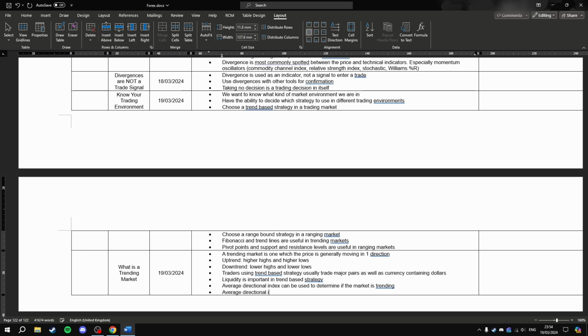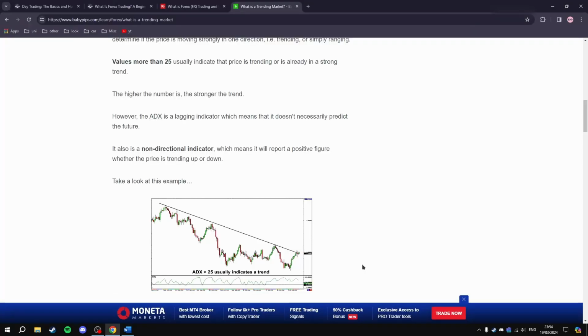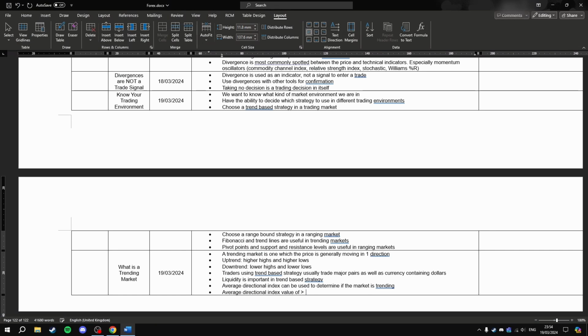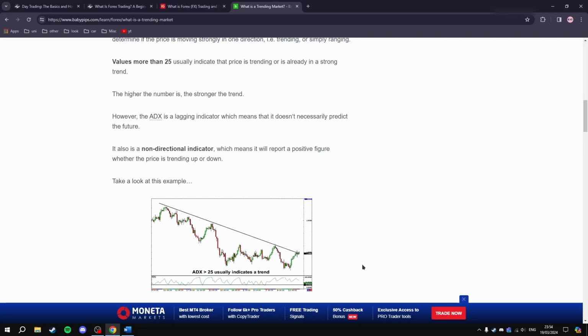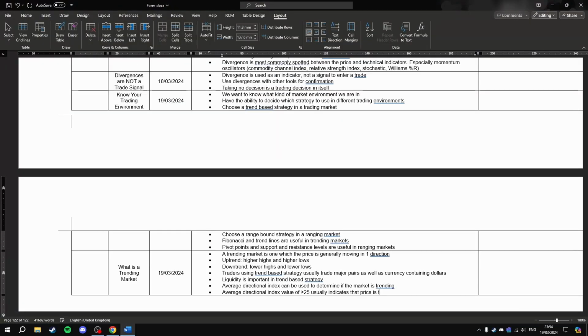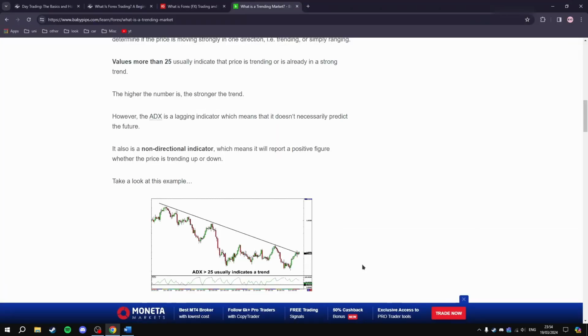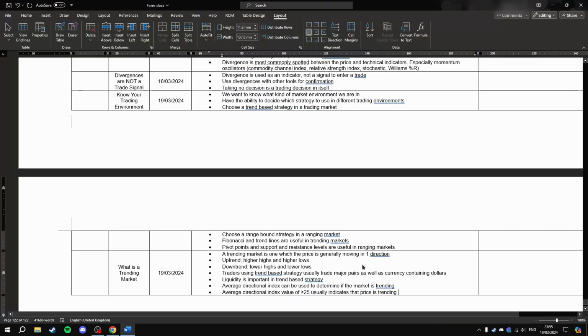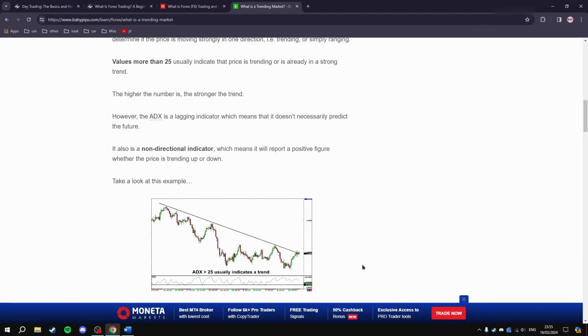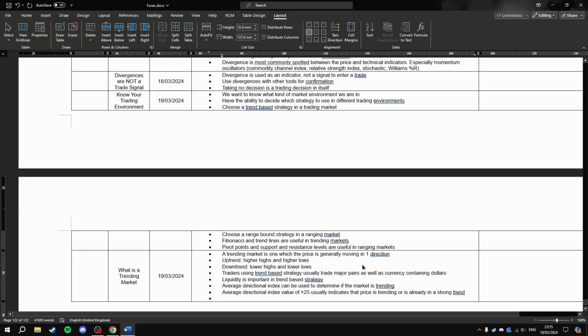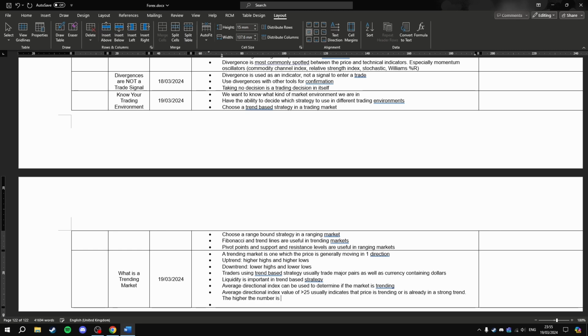Average directional index value of more than 25 usually indicates that price is trending or is already in a strong trend. The higher the number is, the stronger the trend.